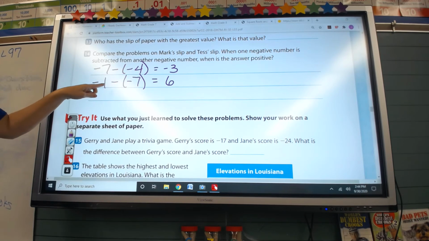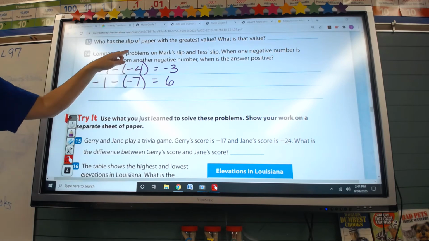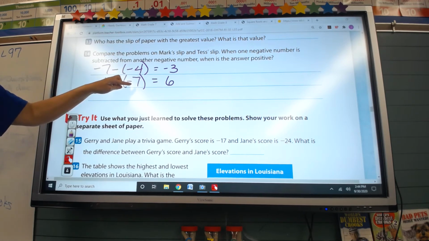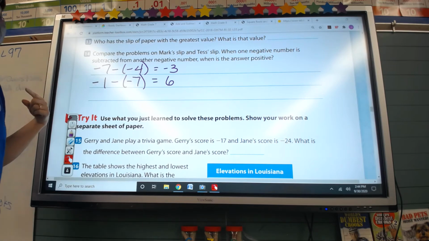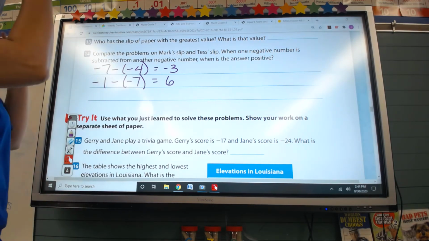Landon was trying to tell us when the second number, Landon, I'm going to help you. When the second number is what? Has a higher absolute value than the first number. That's what I was trying to say. Yeah, I knew what you were saying. It's that second one. Okay, so let's see if we can write it.